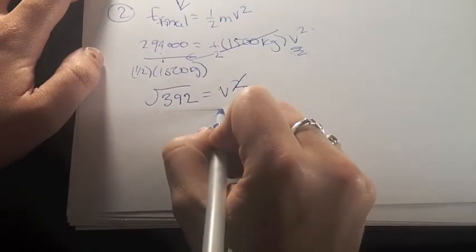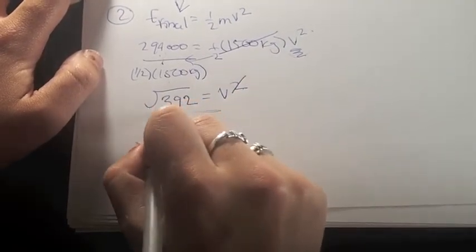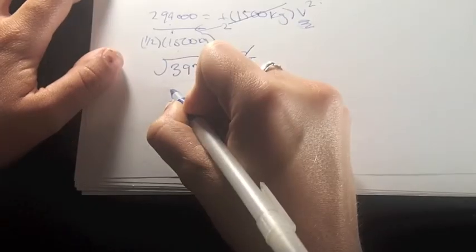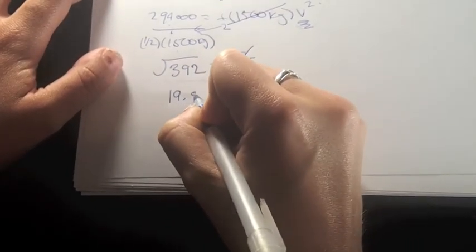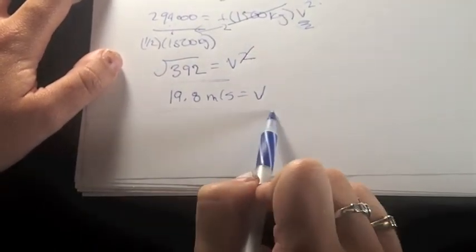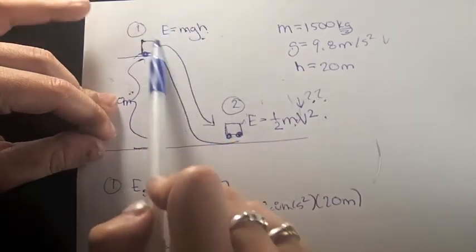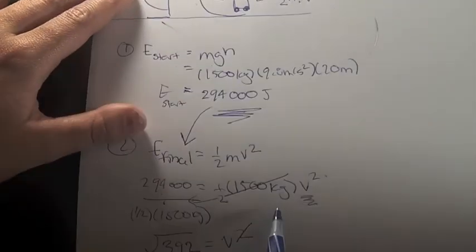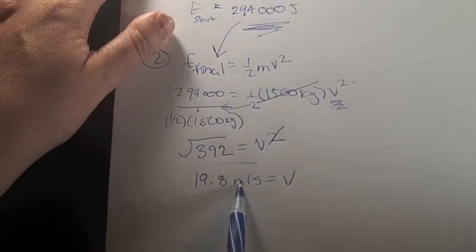If you want an exact answer, you can leave it as this radical, but if you want a decimal answer, what you end up getting is approximately 19.8 meters per second, and that's the velocity. So that's the highest velocity once all of my potential energy from when it was at rest gets converted to kinetic energy. That's the velocity this car is going to be moving at, 19.8 meters per second.